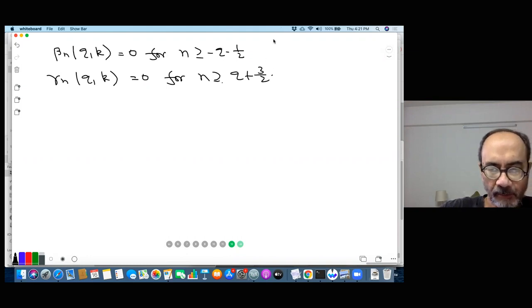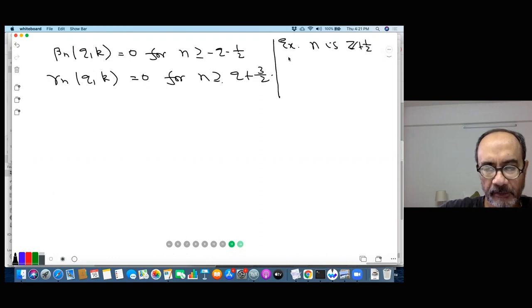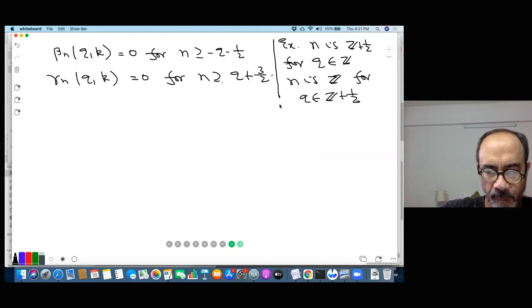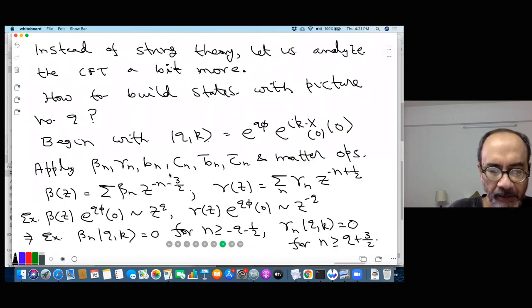And I should also just point out, as an exercise, that in this expansion n is integer plus half for Q integer, and n is integer for Q belonging to integer plus half. And that essentially follows because of this extra minus three half and half. So if n is integer, this expansion becomes integer plus half and vice versa.